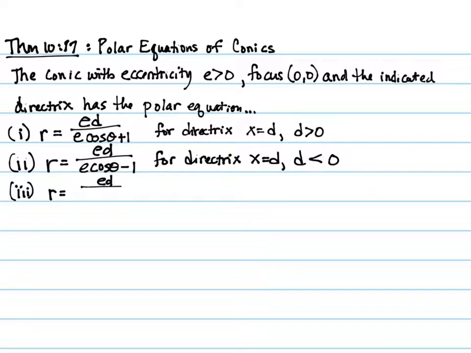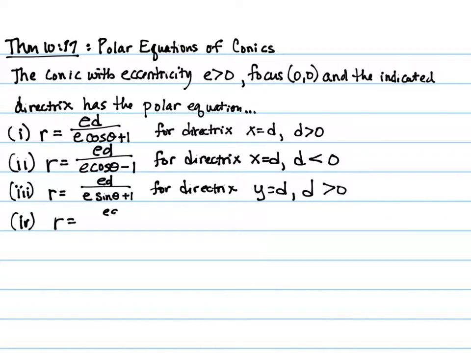R equals e d. What changes is the trig value that's being used. So it's e sine of theta plus 1. And much like the other one, we're going to look at the directrix and whether it's positive or negative. So this is y equals d, and d is positive. Again, a positive value gives you the plus 1. So what happens on 4 is I have r equals e d over e sine theta minus 1, and this works for directrix y equals d still, but d is negative.